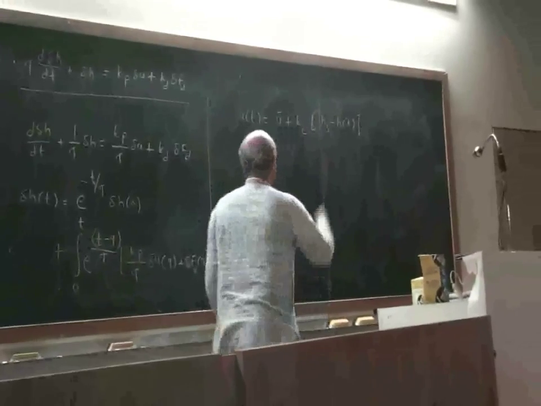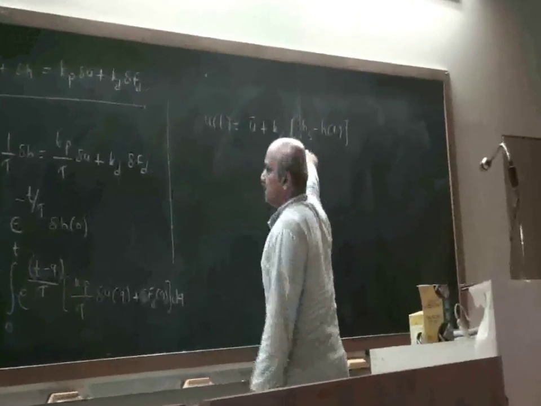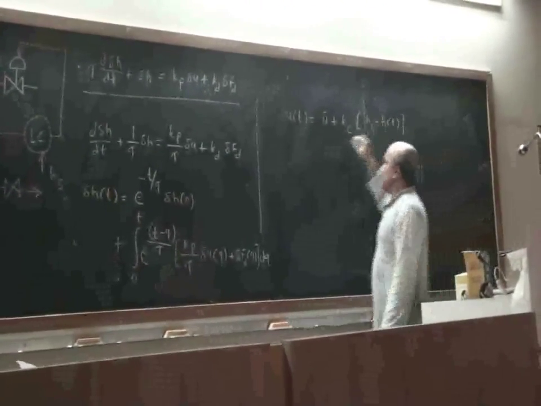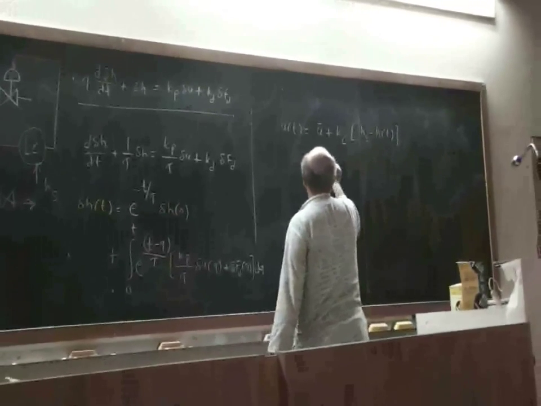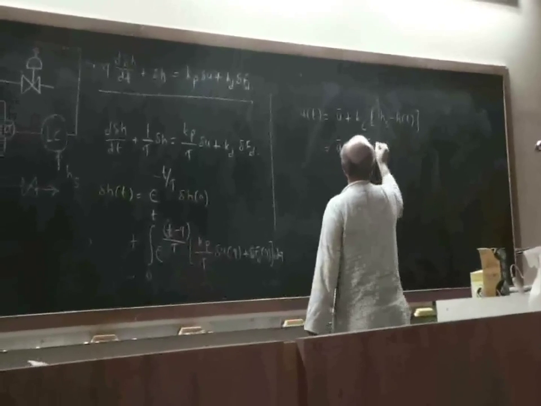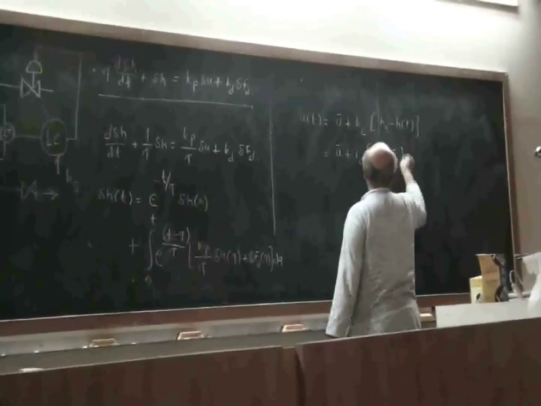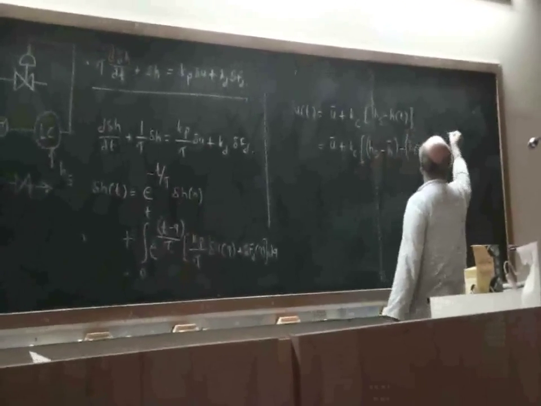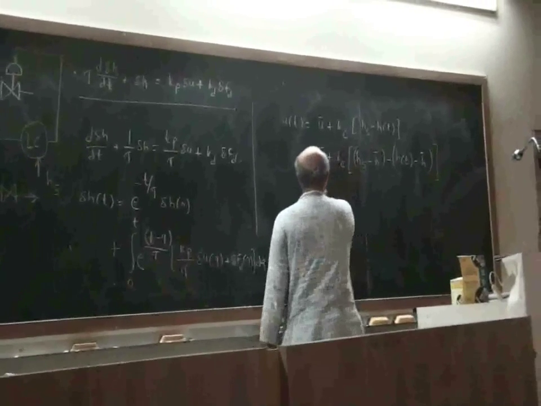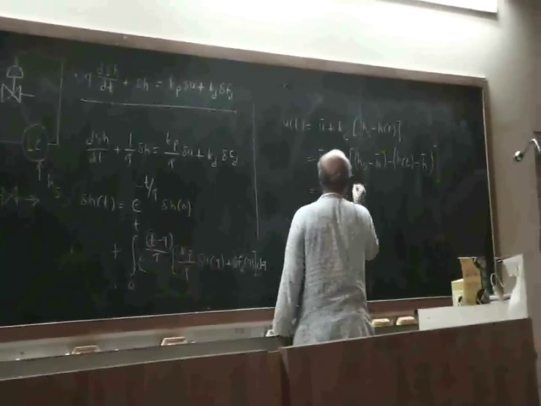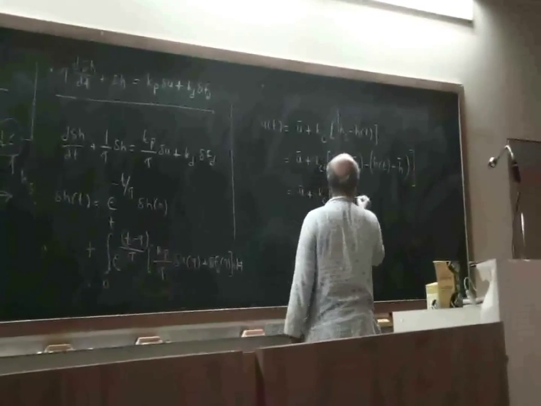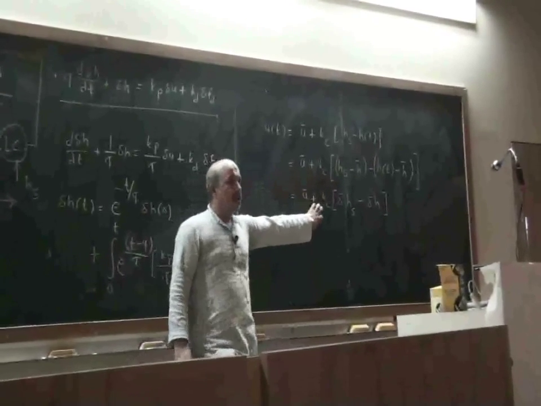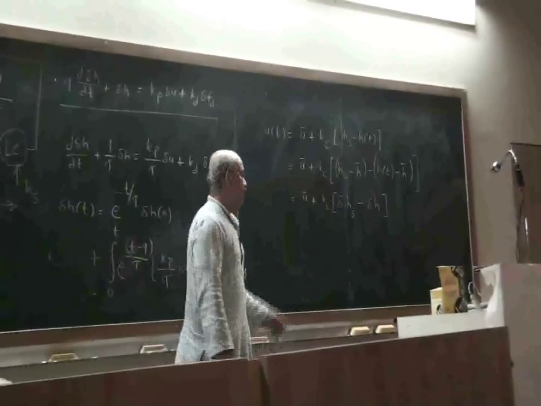Kc. Okay, so what I'm going to do is play a trick, because here I have only perturbation values and this control law doesn't seem to have any perturbation values. So I'm going to modify this control law slightly, not really modify, I'm going to rewrite this as Kc into Hs minus H bar minus Ht minus H bar. So this is U bar plus Kc into delta Hs minus delta H. Is this okay? All that I have done is write this in terms of delta H.